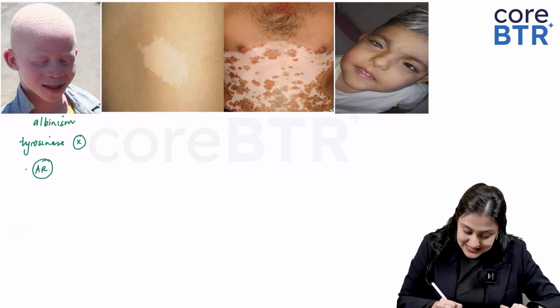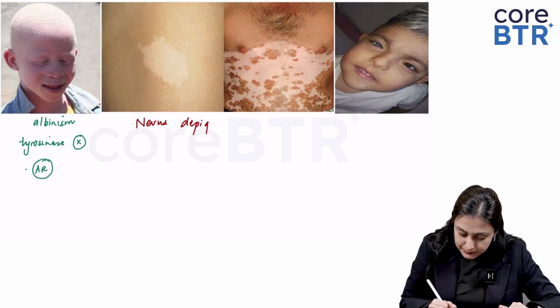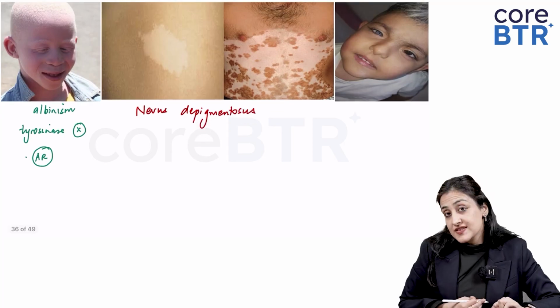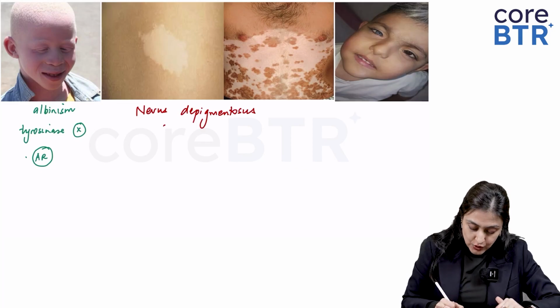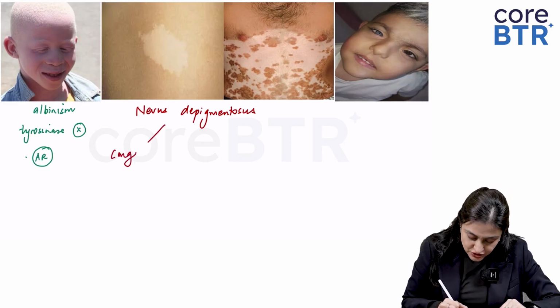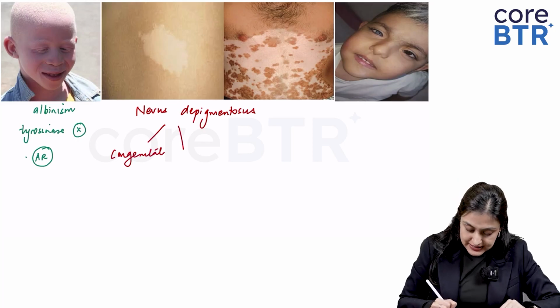Then you can see this. This is what was asked in NEET 2025. This is nevus depigmentosus. Now, a very, very important consideration here is vitiligo. How is this different from vitiligo? One, this is congenital. Second, this is non-progressive.